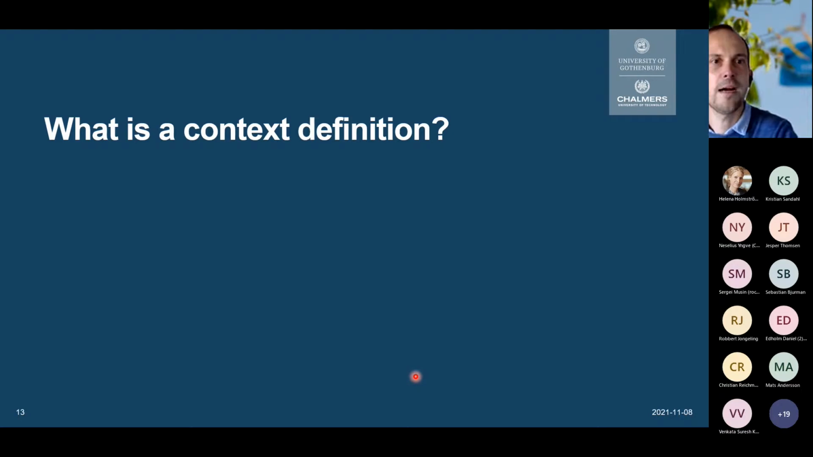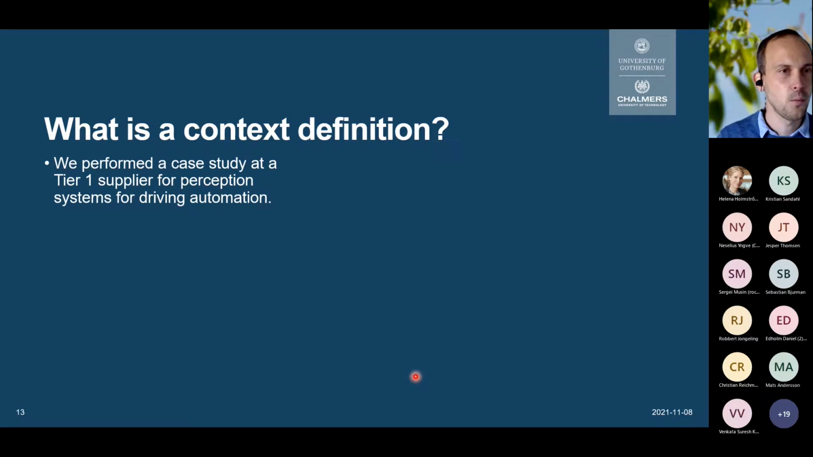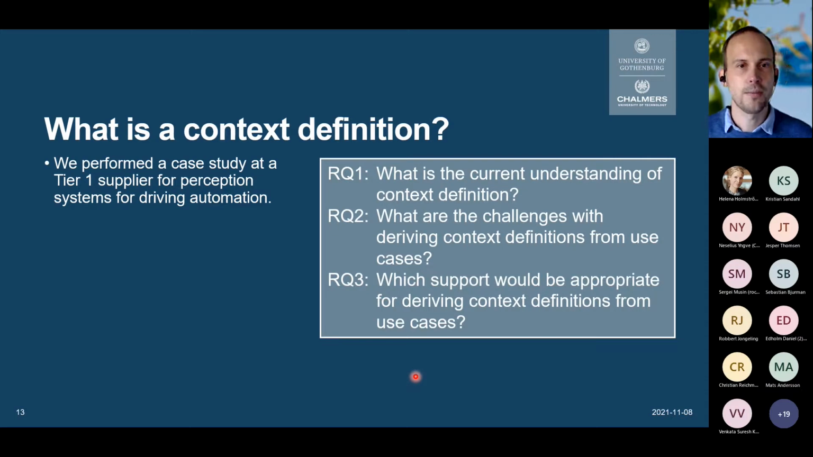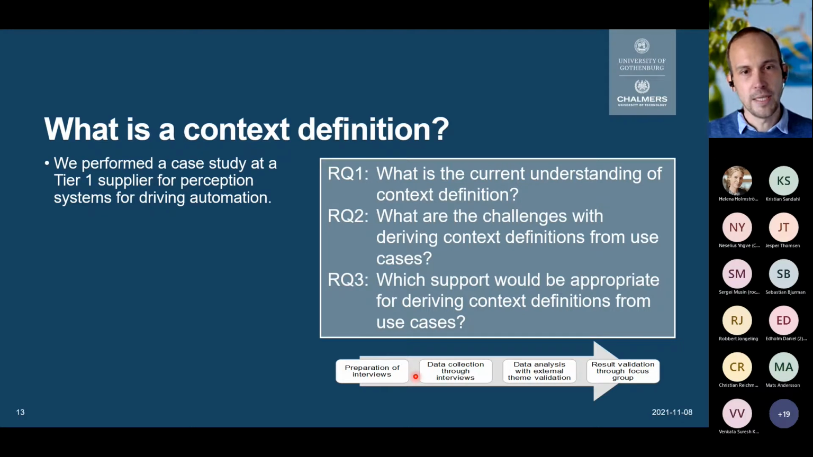So to actually figure out what a context definition is and what it should contain, we performed a case study at a tier 1 supplier for perception systems for driving automation. And we asked those 3 questions. What is the current understanding of context definition? What are the challenges with deriving context definitions from use cases? And which support would be appropriate for deriving context definition from use cases? And we did perform an interview study, meaning we prepared the interviews, we collected data through the interviews, we did a data analysis with external theme validation, and we also validated the results through a focus group.